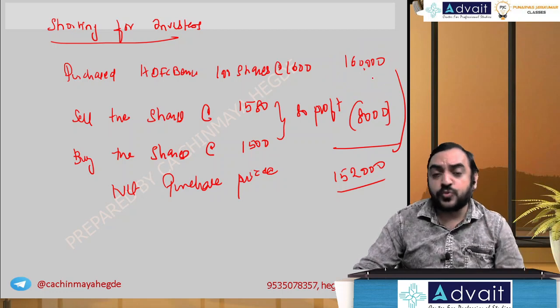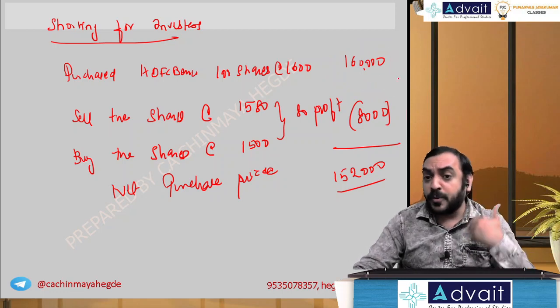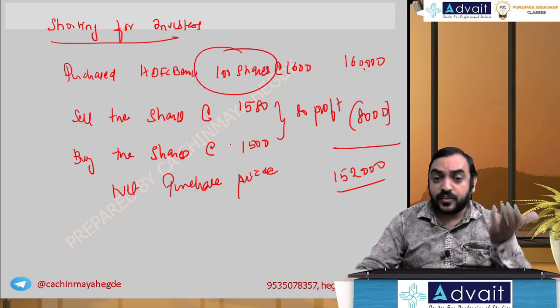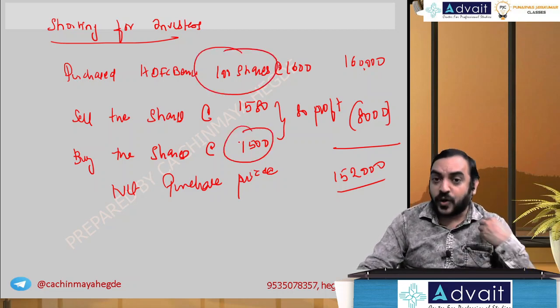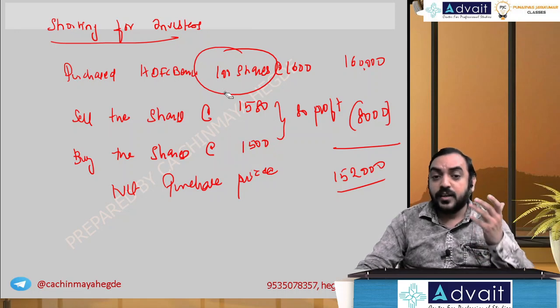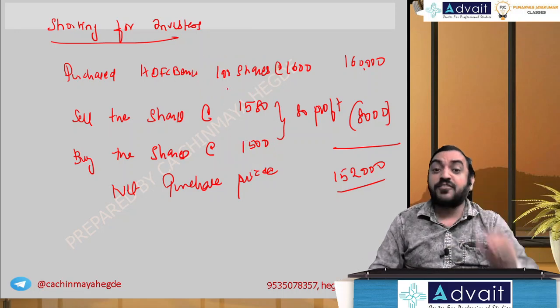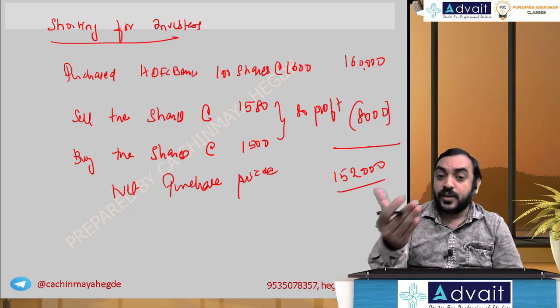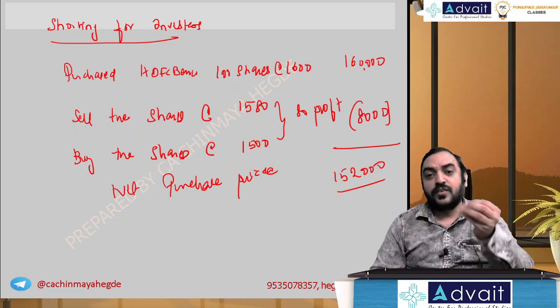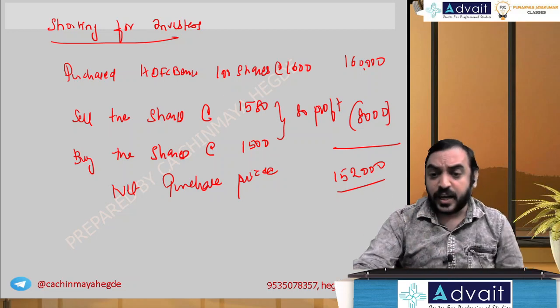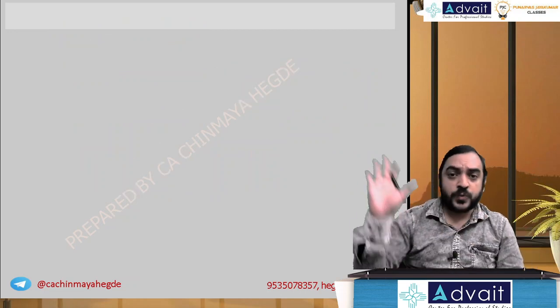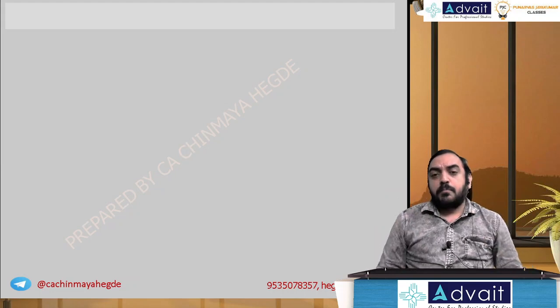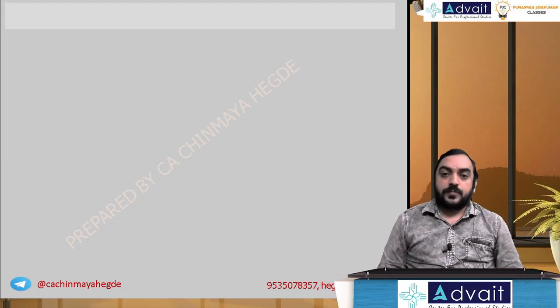Had I not done this, what would be my value of investment? 100 shares into 1,500, so 1,50,000 would be my value. The value would have gone down. I could make some profit. I could recover some of my loss. But anyway, this is a practical thing. Don't worry too much. If you understand, also good. If you don't understand, also good. Let's get back to the process.